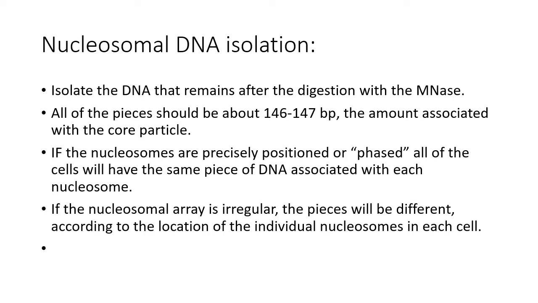Okay, so we're going to isolate the DNA that remains after the digestion with the micrococcal nuclease, and all the pieces should be about 147 nucleotides or base pairs. The idea here is if the nucleosomes are precisely positioned or phased, all of the cells will have the same piece of DNA associated with each nucleosome. But if the array is irregular, the pieces will be different. The DNA that's protected by the nucleosome will be different according to the location of the individual nucleosome in each cell.